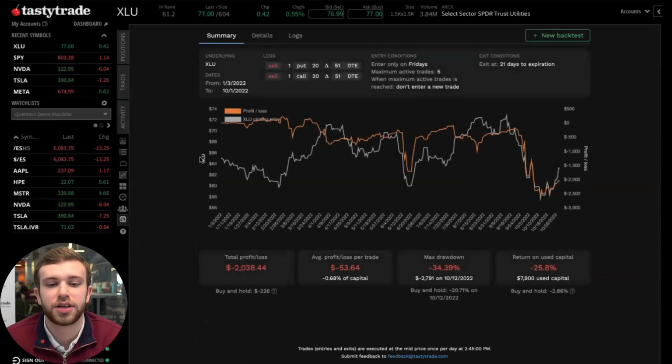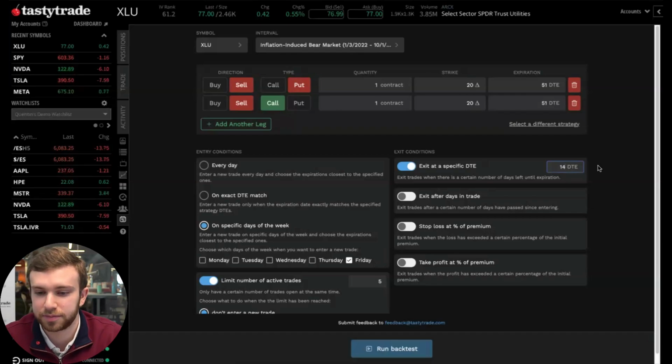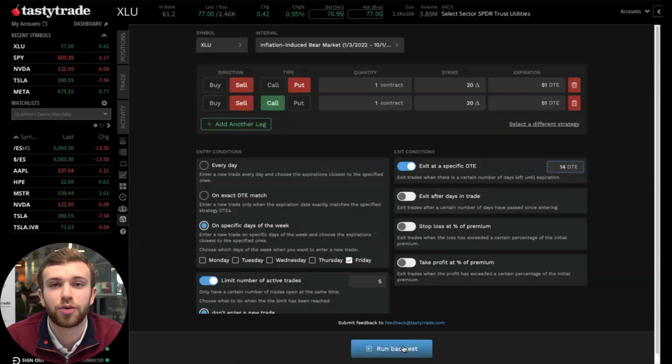And then let's say, okay, maybe I want to try a different backtest with the same strategy, but instead of managing at 21 DTE, maybe that's managing the winners too soon. It's protecting you from the losers, but managing the winners a bit too soon. Maybe you could try something like a week after that, maybe 14 days. And then you could run this backtest.